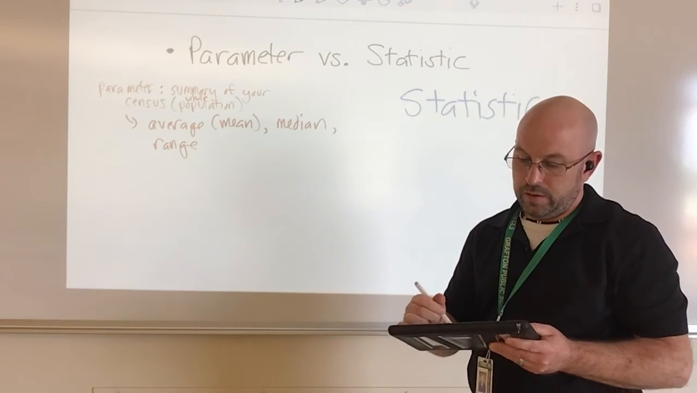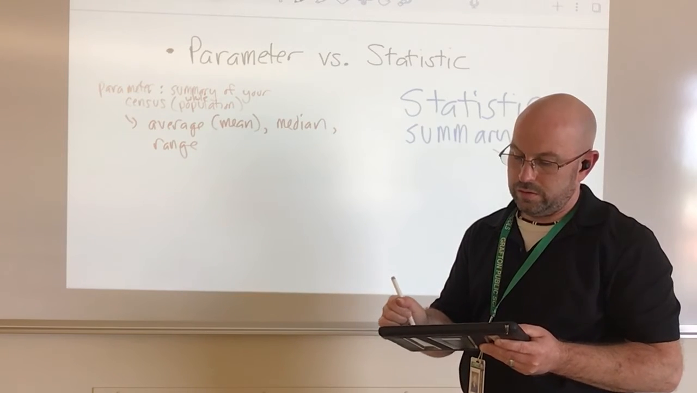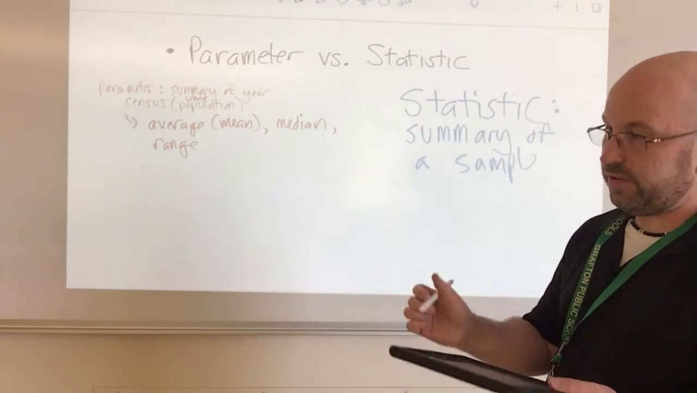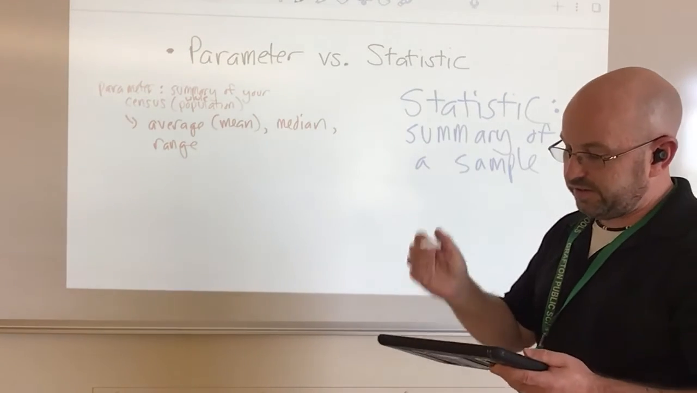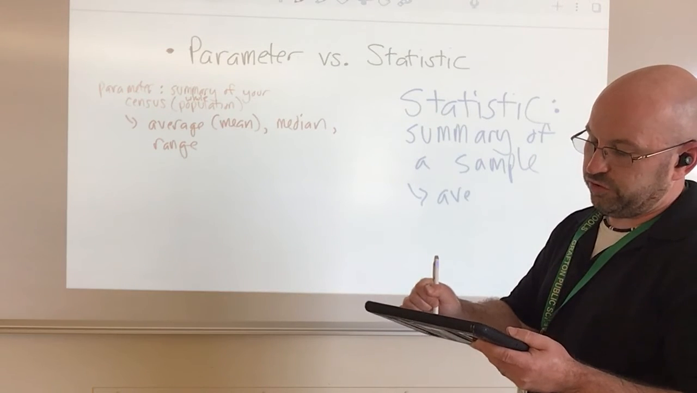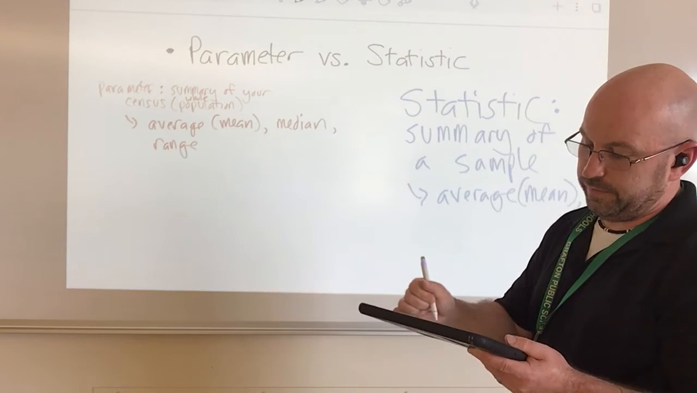Statistic, it's a summary of a sample. So they're not that different here, a parameter and a statistic. The only difference is the parameter summarizes a census, a statistic summarizes a sample. And again, it could be an average or a mean. We're going to use mean more often in here, but this is just to get you started.